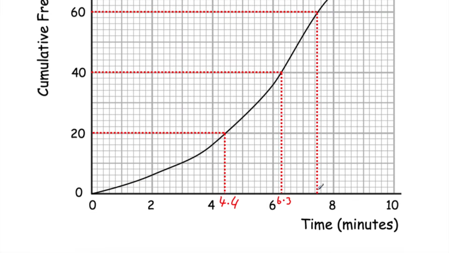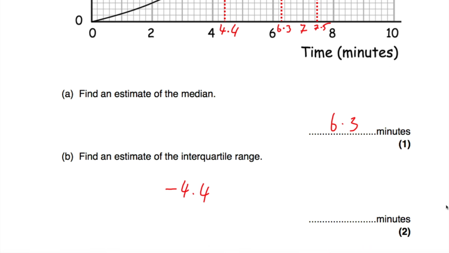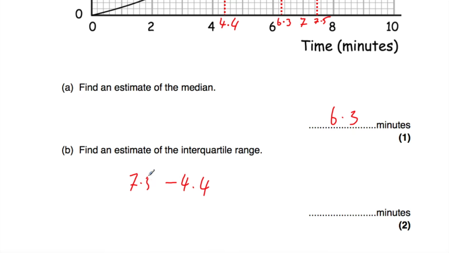And when we do that, we get to here, which is halfway in between these 2 boxes. So here we've got 7, that'll be 7.2, 7.4, and that's in between 7.4 and 7.6. That's going to be 7.5 there. So our estimate for the upper quartile is 7.5. So we're going to do 7.5 subtract 4.4, because we do the upper quartile subtract the lower quartile. And 7.5 take away 4.4 is equal to 3.1. So our estimate for the interquartile range is 3.1 minutes.